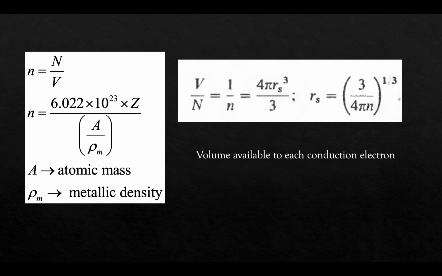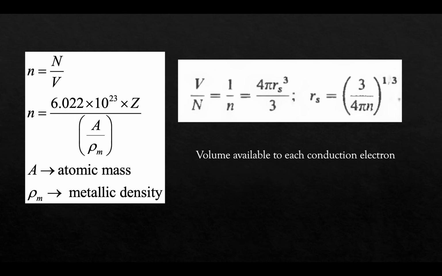I can also define a volume that is available to each conduction electron. Now I can invert this small n and write it as 1 by n, so that will become V by capital N, and that's the volume per electron. I can define this volume per electron in terms of a sphere of some radius Rs. Of course, that's a completely imaginary construction. It's some sphere of some radius Rs, and I can find out this Rs if I know what n is.